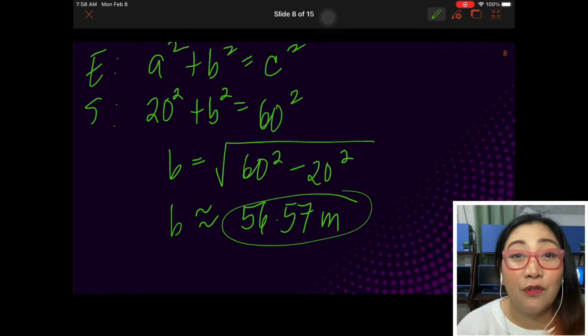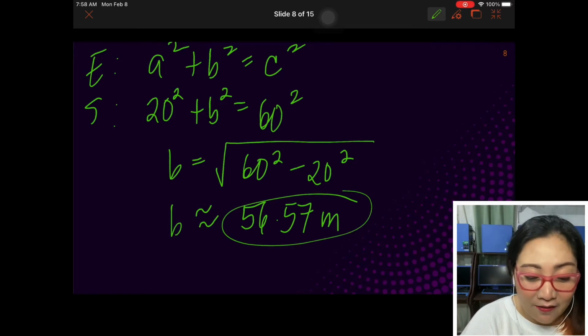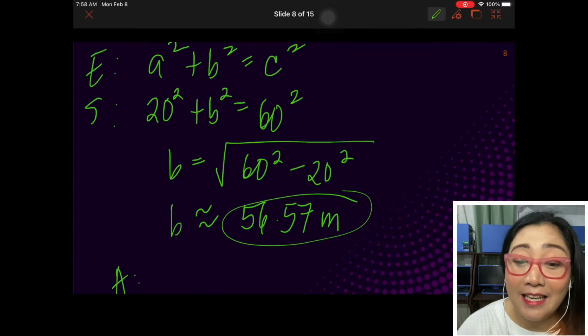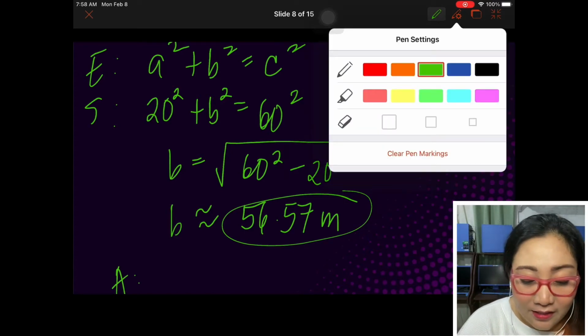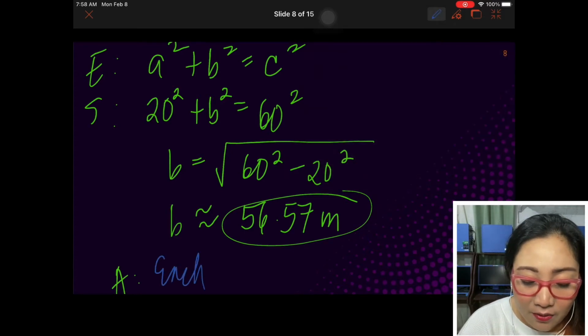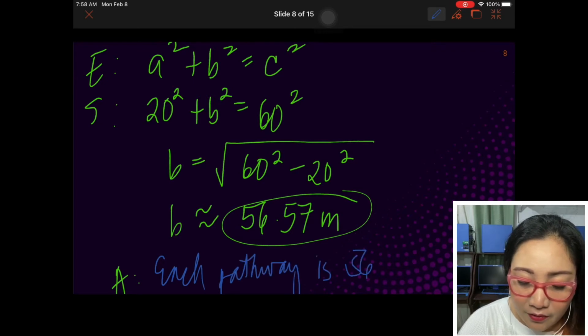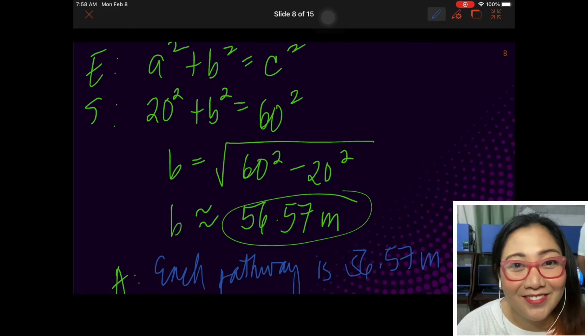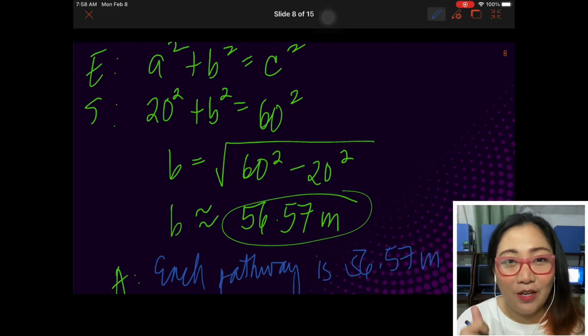Okay? Now, of course, this is the RESA method. Ang ating final answer should be written in a complete sentence. So, you can just say each pathway is 56.57 meters long. Okay? That's it, pansit. Okay na po tayo?